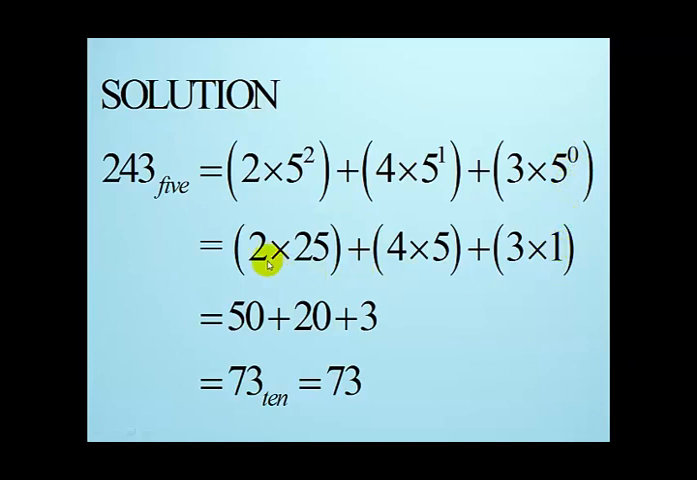Now 2 times 25 equals 50, plus 4 times 5 equals 20, plus 3 times 1 equals 3. 50 plus 20 equals 70, and 70 plus 3 equals 73. So this is equal to 73 base 10, which can also be written as 73. This means that 243 base 5 is equal to 73 base 10.